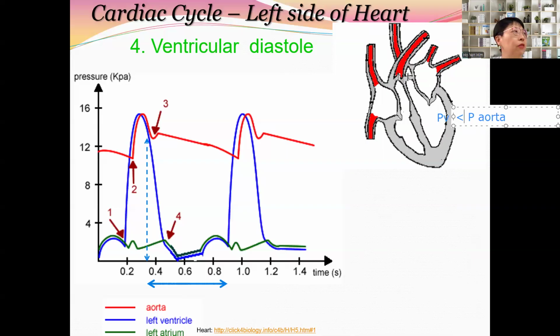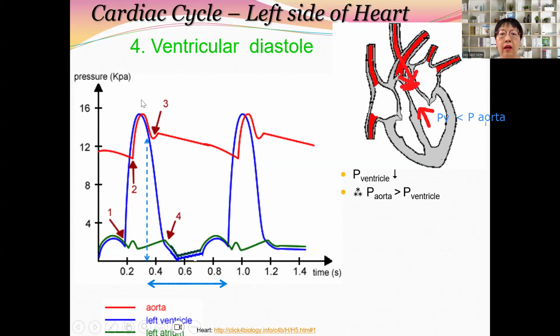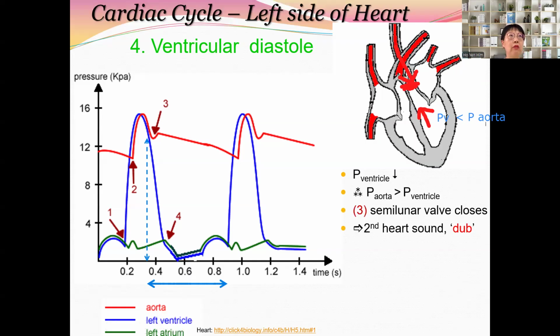What happened to the semilunar valve? The pressure in the aorta here is higher than the pressure in the ventricle here. So the semilunar valve has to close, isn't it? When it closes, what happens? You hear the second heart sound. Doop. The semilunar valves close, the valves touch each other, and then you hear the second heart sound. Doop. And then what happened?